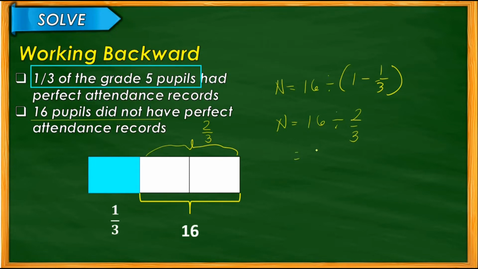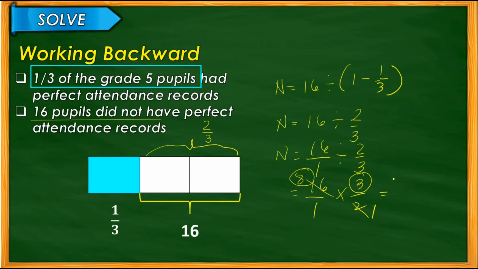So make the whole number 16 as a fraction. Then 16 divided by 2/3. And then use the rule in dividing a fraction. We're going to keep, change, and flip 2/3. Then use cancellation method if possible. 8 over 1, then 8 multiplied by 3, the product would be 24. Then 1 multiplied by 1, the answer is 1. Then 24 divided by 1, the answer is 24.